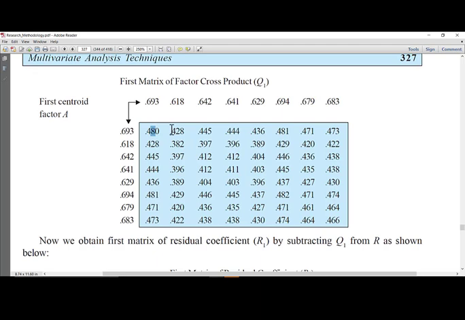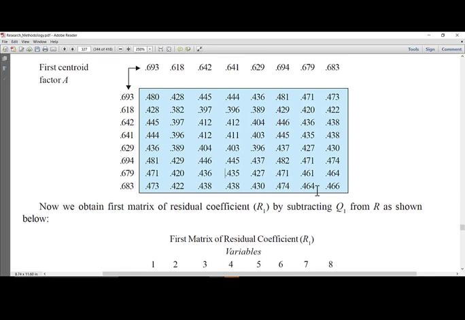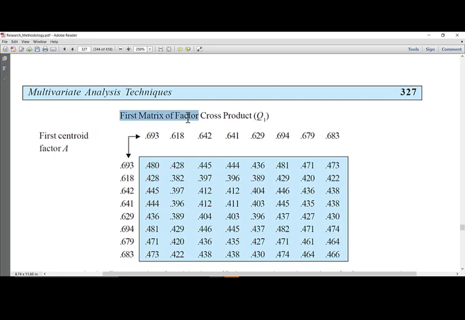Then this 0.428 is obtained from the multiplication of 0.693 with 0.618, that is 0.428. Now this 0.445 is equal to 0.642 multiplied by 0.693. So that way we have obtained all these values. For your convenience, I simply explain the last but one element, this 0.464: multiplying 0.683 with 0.679, we have got 0.464, and multiplying 0.683 with 0.683, we got 0.466. This is called the first matrix of factor cross product Q1.